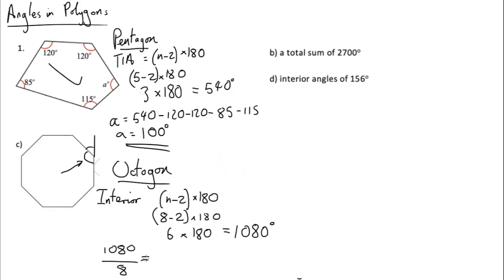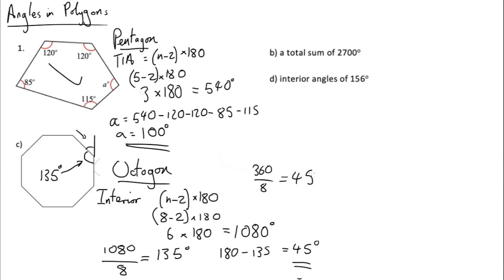Right, I'm going to do it on the calculator. Right, that's 135 degrees. Okay, so that one's 135. How do we work out the exterior? Well, this is a straight line, so we do 180 minus 135, which is 45 degrees. We could have also done 360 divided by 8, and that would have also given us, hopefully, 45 degrees. Yes, it does. Okay, so 2 ways of doing that second part.